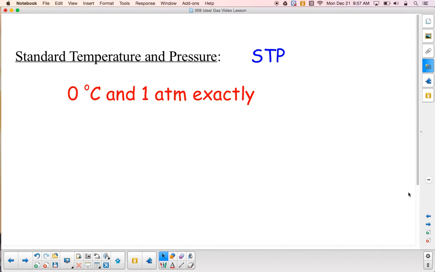Occasionally, your temperature and pressure will be given to you in the format of standard temperature and pressure. The problem may say, this happens at standard temperature and pressure, or STP. You'll need to know that standard temperature is 0 degrees Celsius and standard pressure is 1 atmosphere. Both of these values are exact values and have infinitely many significant figures.